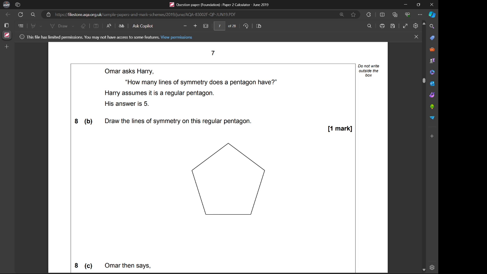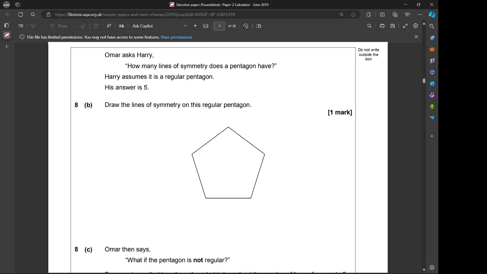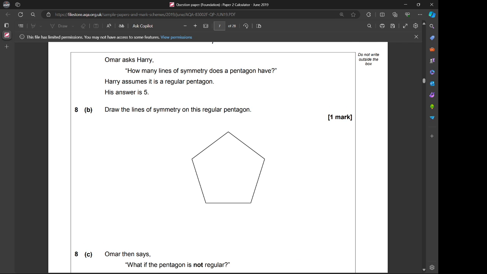So the first question is, is he correct, guys? Is Harry correct, do we think? Yes or no? Drop the answer in the chat. Line of symmetry is all to do with cutting the shape so it is an equal amount on both sides. So think of it like a mirror line. Aaron says yes.